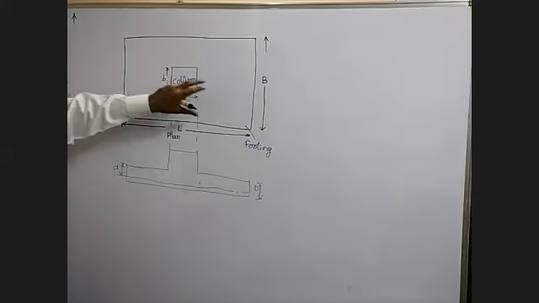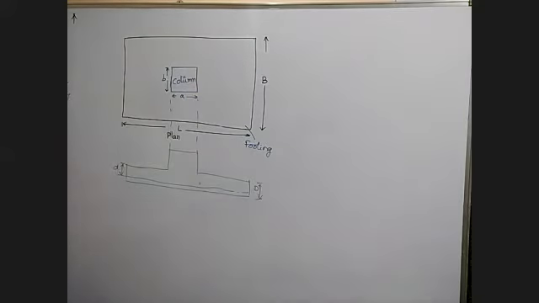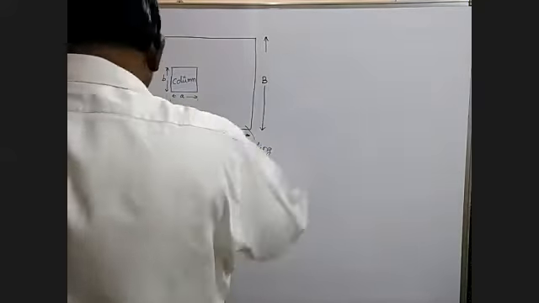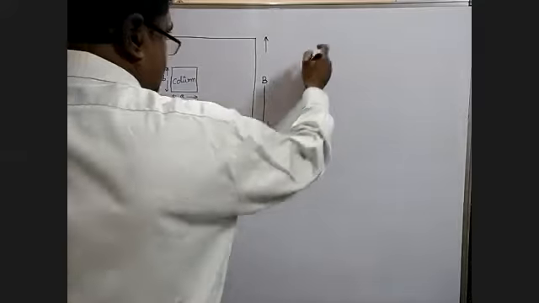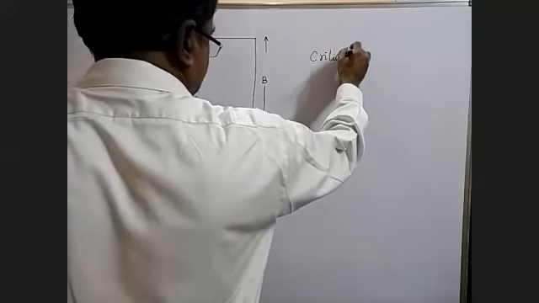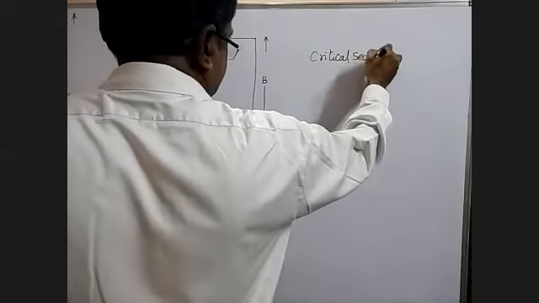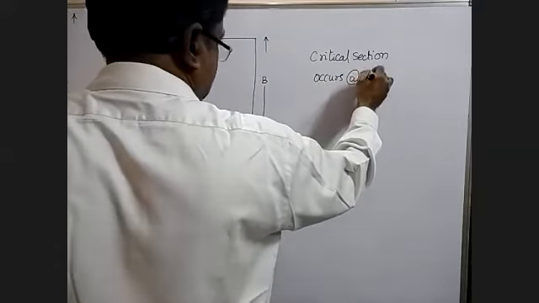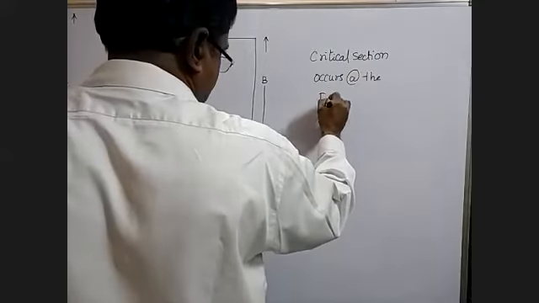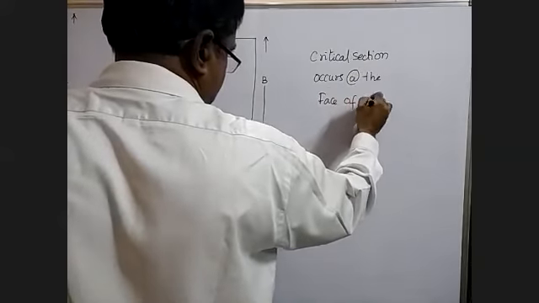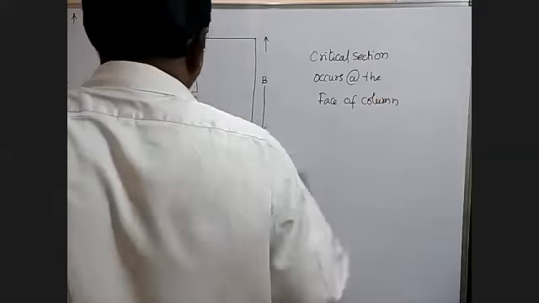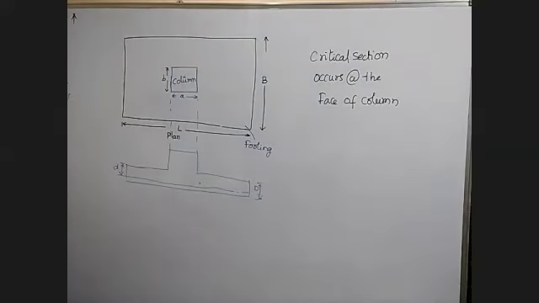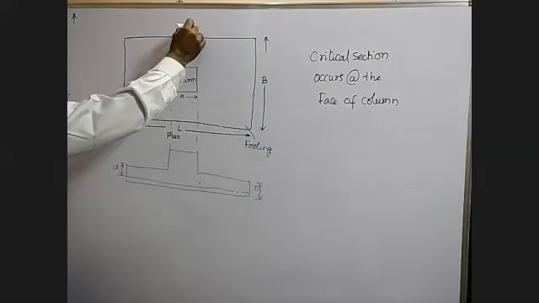This is a column and this is a footing. What is the bending moment criteria? The critical section, remember, occurs at the face of the column. The critical section occurs at the face of this column. That is, this is the face of this column.